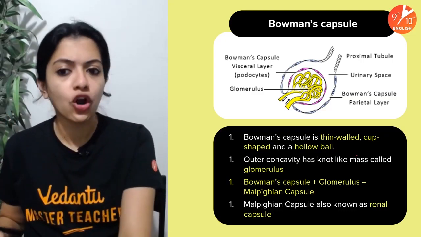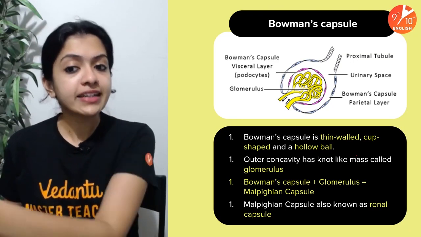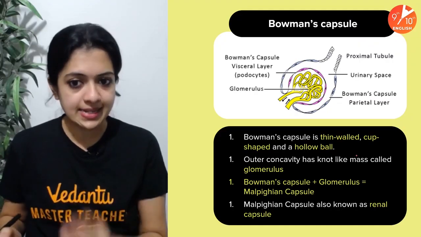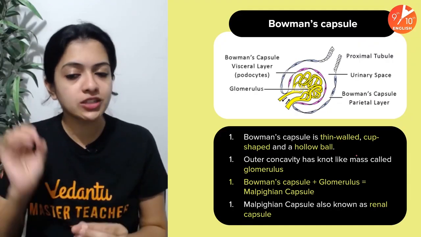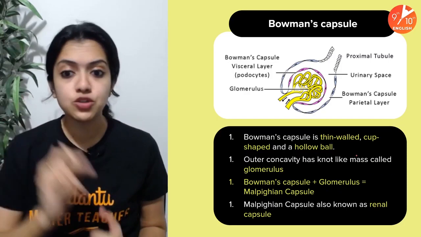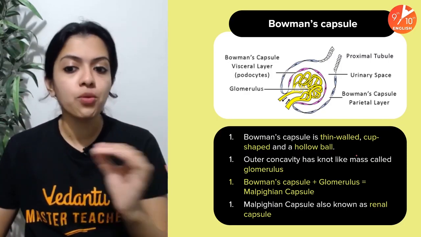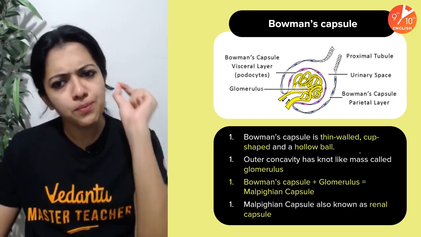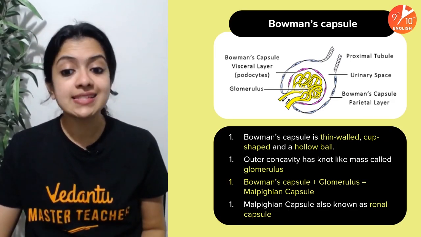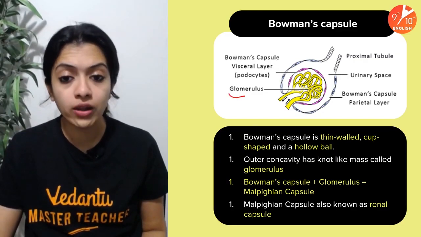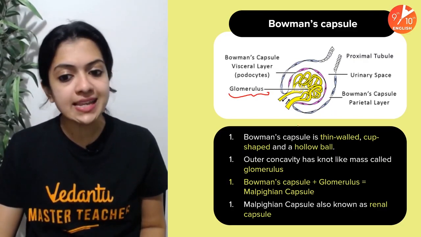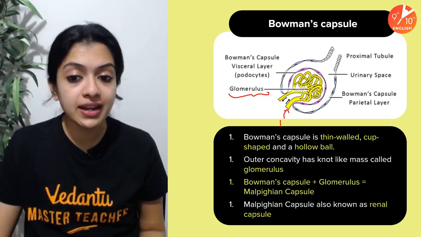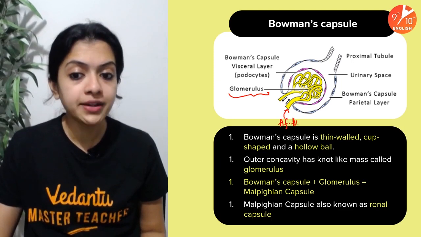Of course, PCT is not mentioned separately because it would just be a continuation of the Bowman's capsule. The only difference would be that reabsorption would start in the PCT. But the major anatomical structures which you need to know in the Bowman's capsule have been mentioned here. Children, the Bowman's capsule, as you can see, is a thin-walled, cup-shaped, hollow ball. And the most important thing you need to know here is the tuft of blood capillaries, which we call the glomerulus.